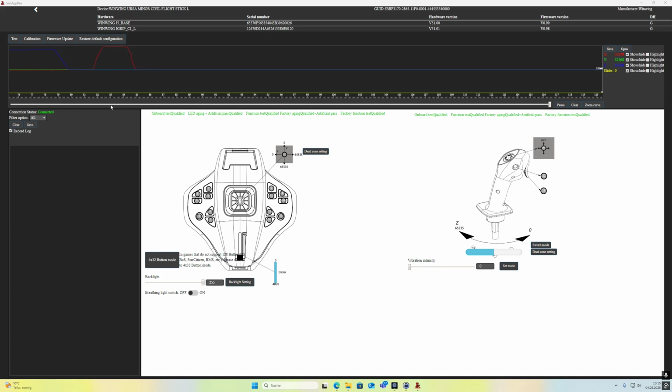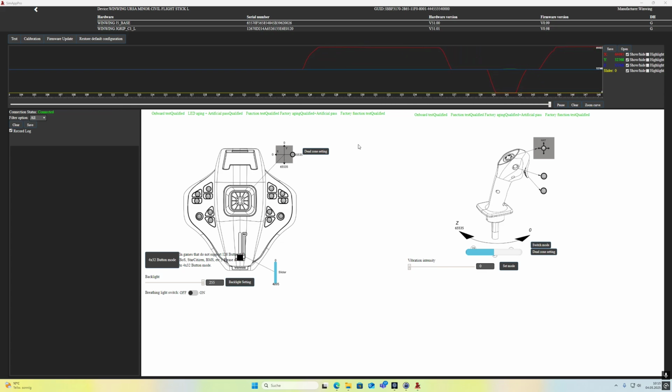The initial observation is corroborated by the SimApp Pro. A full deflection of an axis corresponds to a signal amplitude of 65,535 units, as it is shown here and in the manual. And we don't get there with the X-axis, which is indicated by the red curve.